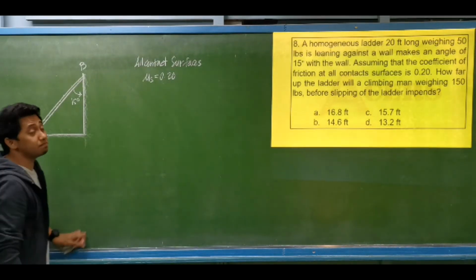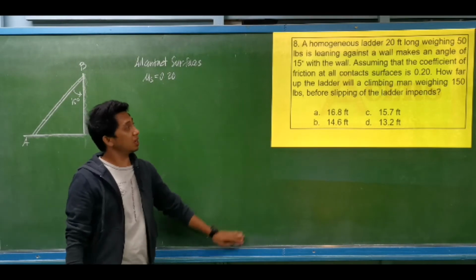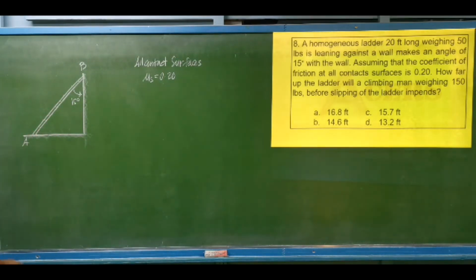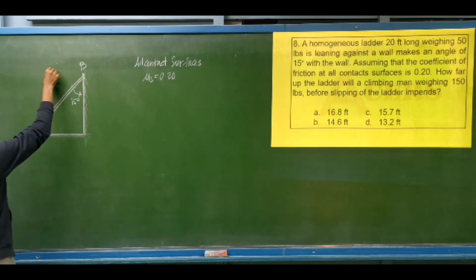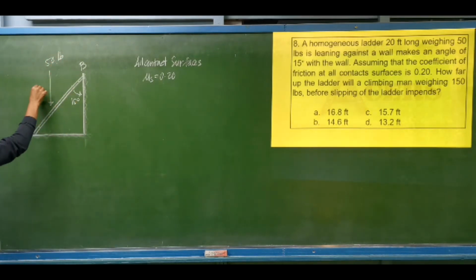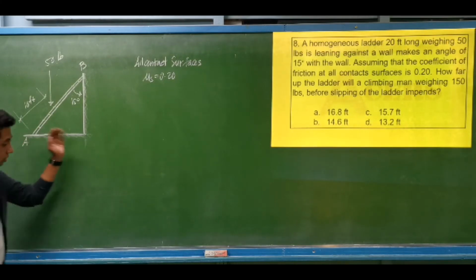So let's have this problem. A homogeneous ladder, 20 feet long, weighing 50 pounds. Again, if the weight of a given object is given, we assume it to be acting at its centroid. So let's say this is the 50 pounds weight of the ladder. Since the length of the ladder is 20 feet, let us assume that it is acting at a distance of 10 feet from each end.